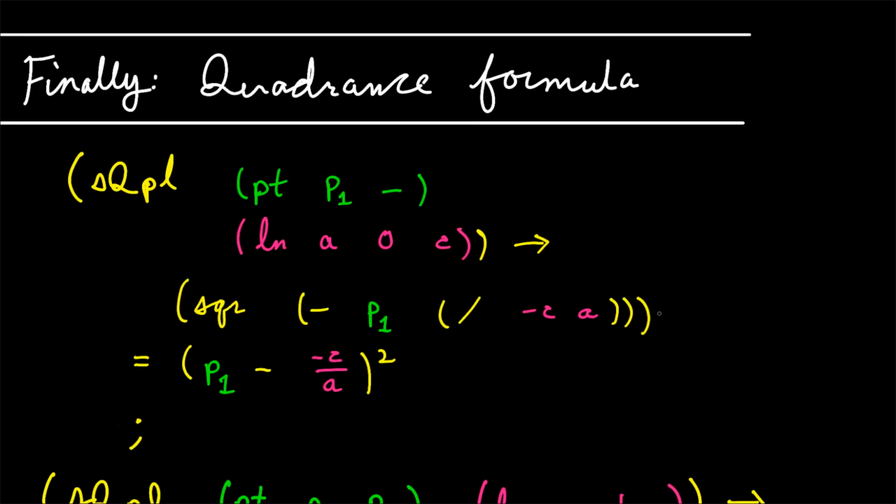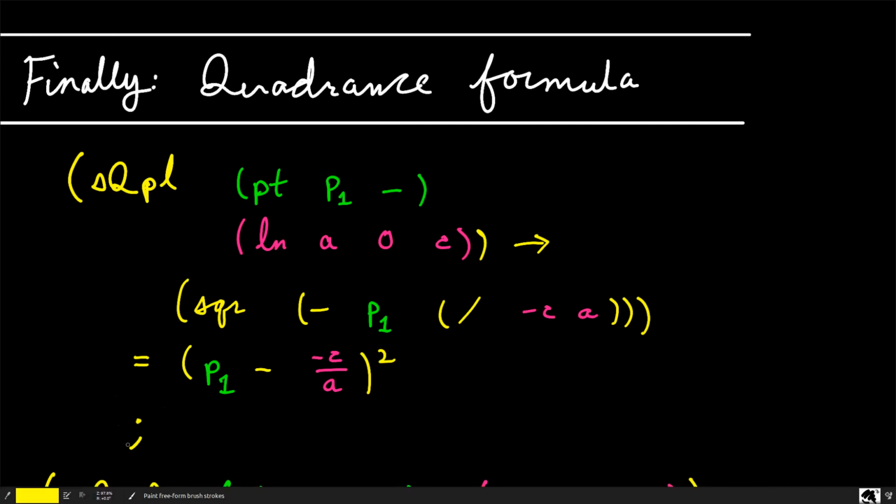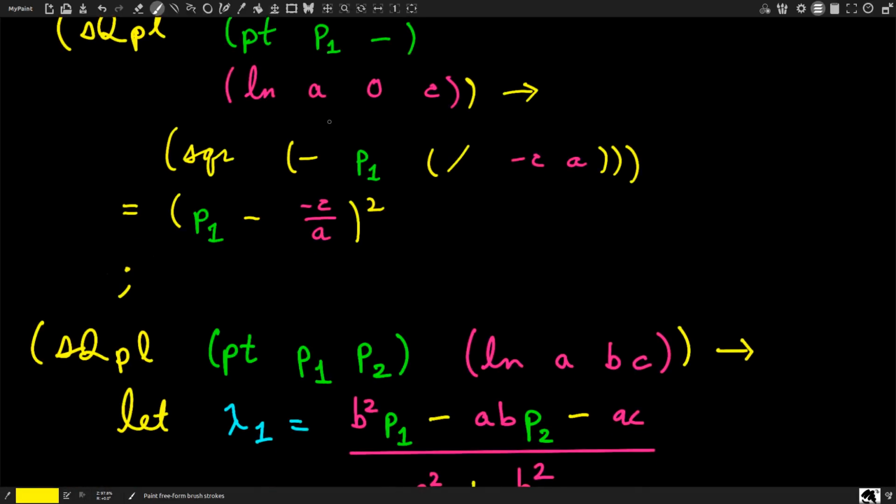So I wrote it in S expression notation. Square of the subtraction of p1 and the division of minus c and a. Or in more standard mathematical notation, p1 minus c over a quantity squared. So the line is the line x is equal to minus c over a, and then the point has x coordinate p1. So the only thing that matters is p1 minus c over a quantity squared. That's going to be what the quadrants is. All right, and then this is for the special case of the vertical line.